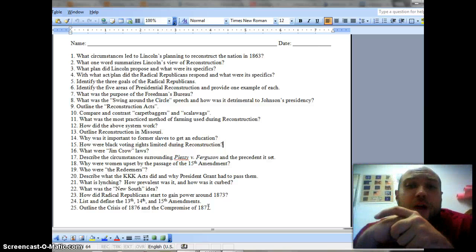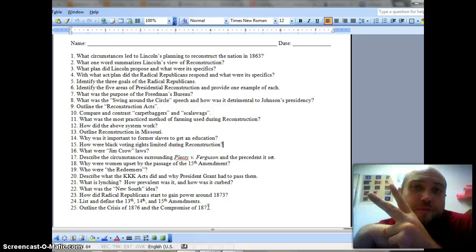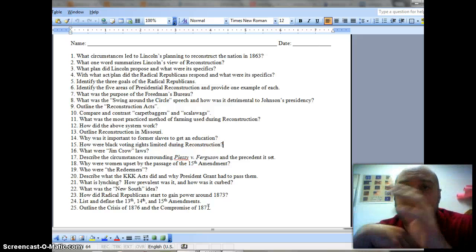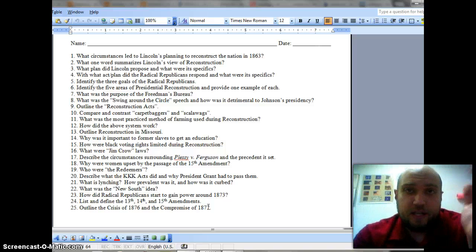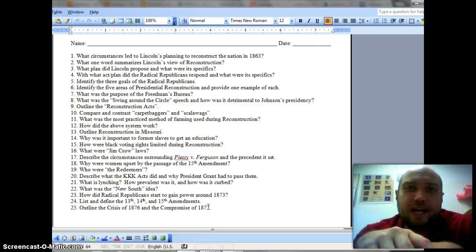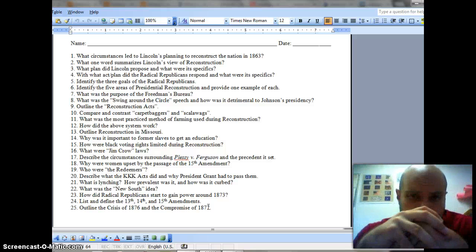Okay, the Radical Republicans, number four, they did not like that, so they responded with the Wade-Davis bill or the 50% plan. Make sure you know that those two terms are interchangeable. Wade-Davis bill, 50% plan. Okay, it said 50% of the voting population from 1860 had to swear this ironclad oath, and it is going to exclude ex-Confederates from office and a whole slew of other positions in society.